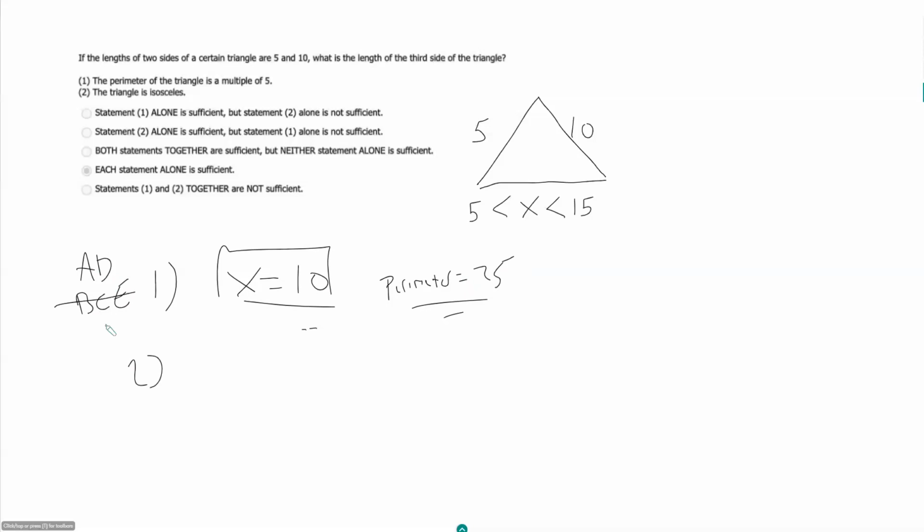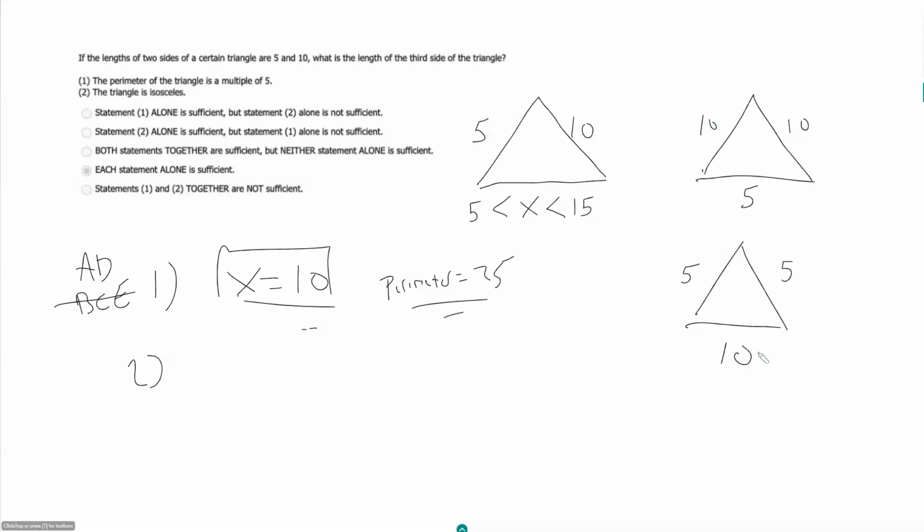Statement 2, the triangle is isosceles. So what does that mean? If we know two of our sides, how can our triangle look here? An isosceles triangle has two sides of the same length, meaning our two possibilities would be something like 10, 10, and 5, or 5, 5, and 10.